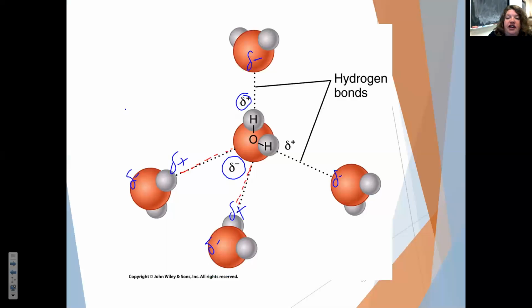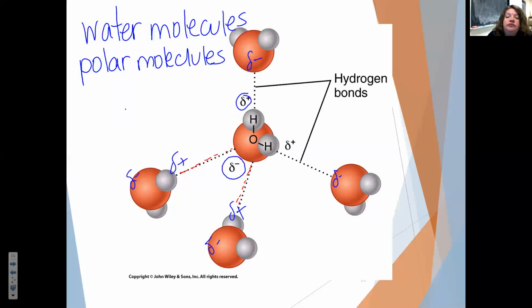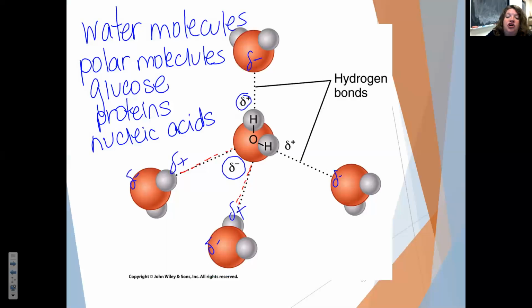Places where we find hydrogen bonds are going to be in between water molecules. That's what they're showing you here. And anything else that has these polar covalent bonds, like glucose, proteins and amino acids, nucleic acids. These are all examples of polar molecules.